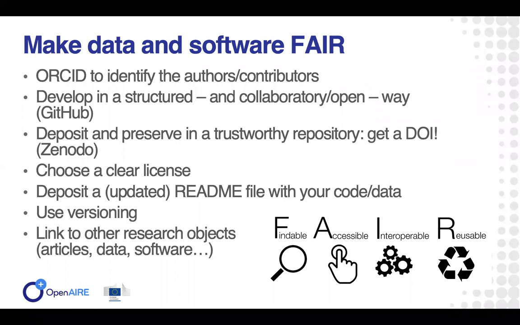But this is not it, because as we saw, GitHub will not publish your software in the academic way, and you need more. What you need is to deposit and preserve in a trustworthy repository and get a DOI, so a PID that can identify your resource. And this can be done through Zenodo. You have to choose a clear license, because this way people will know what they can do with your data and your software.